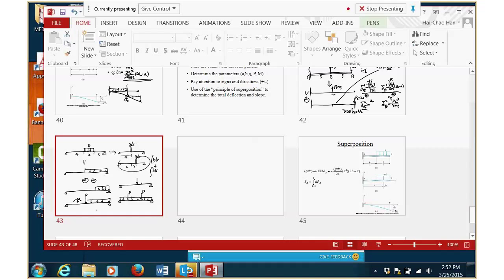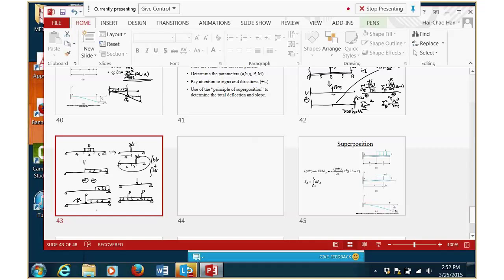I'm so confused about it. So we want to find the delta B and delta C here, right? Yeah. You can call this B and this C, that doesn't matter. Okay, so if we call this C and this B, we separate these two loads.